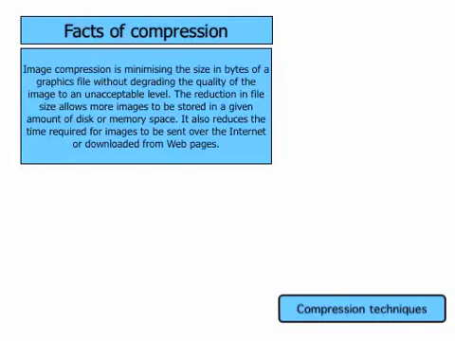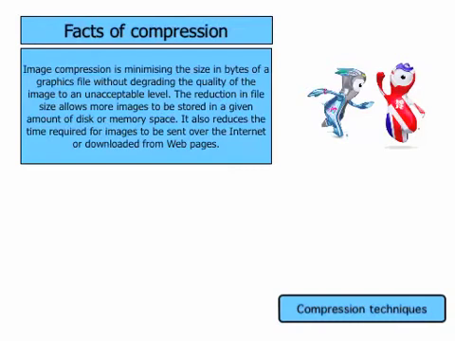So, image compression is minimizing the size in both the bytes and the actual image. Okay? So, it's minimizing the size in bytes of a graphic file without degrading the quality of the image to an unacceptable level. Okay, so making it smaller. The reduction in the file size allows for more images to be stored in a given amount of disk space or memory. It also reduces the time required for images to be sent over the internet or downloaded from web pages.